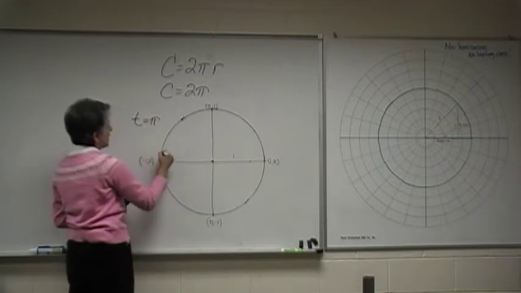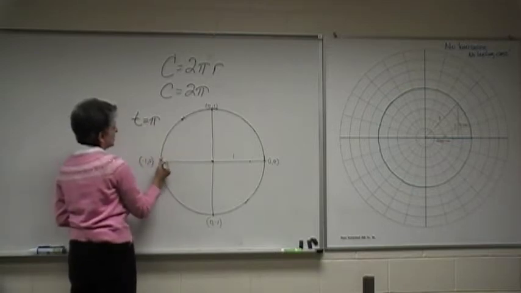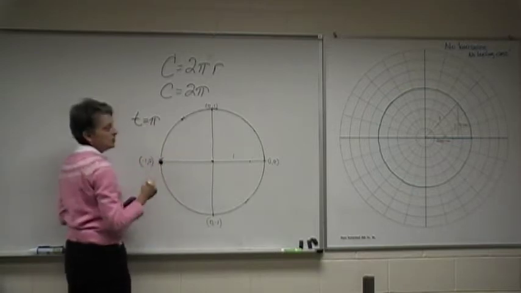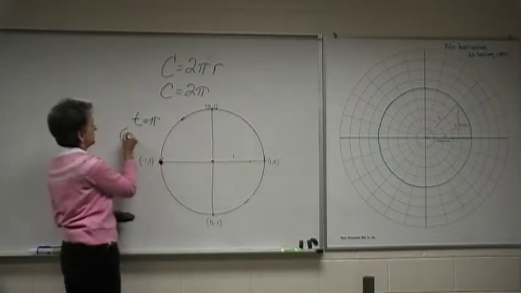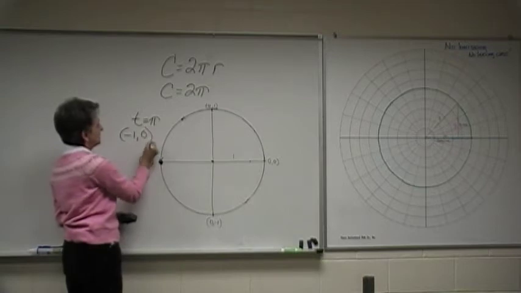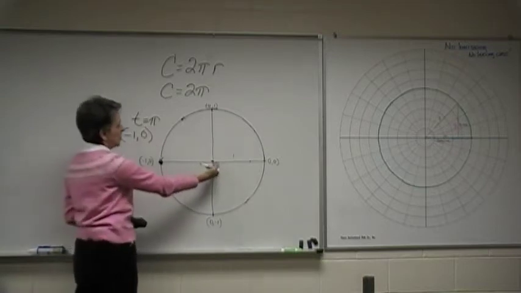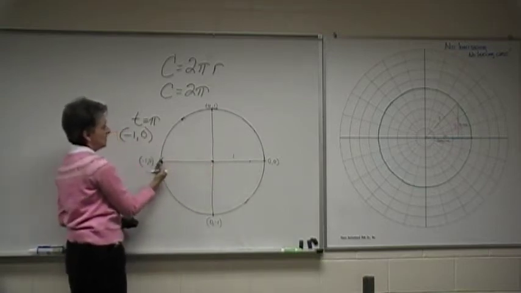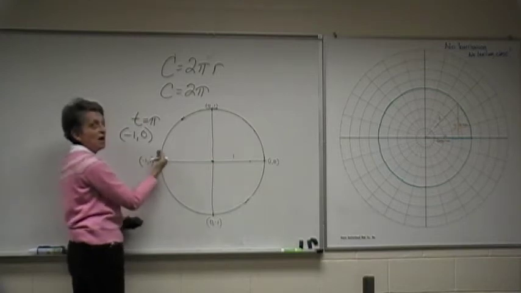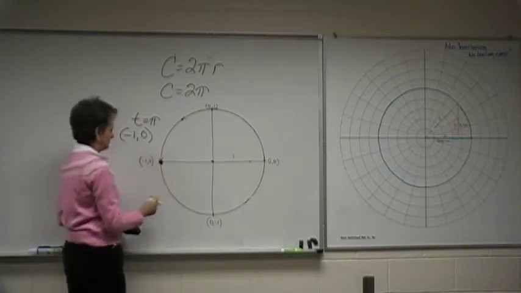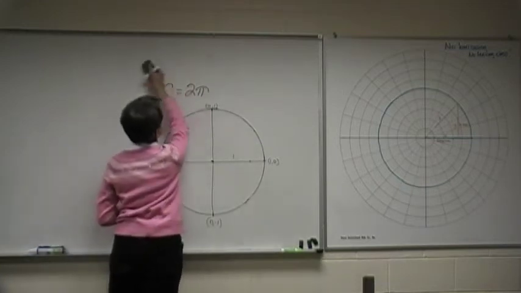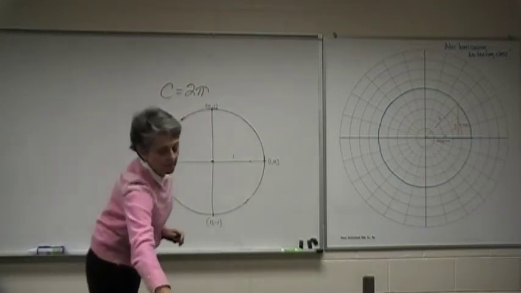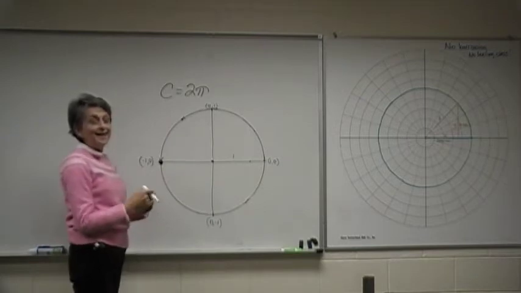When we have traveled pi units, we end up at this terminal point. This terminal point is -1, 0. We would have gone 1 unit backwards on the x-axis and we have no height, so it's -1, 0. Let's look at another terminal point. Our next one, -pi.